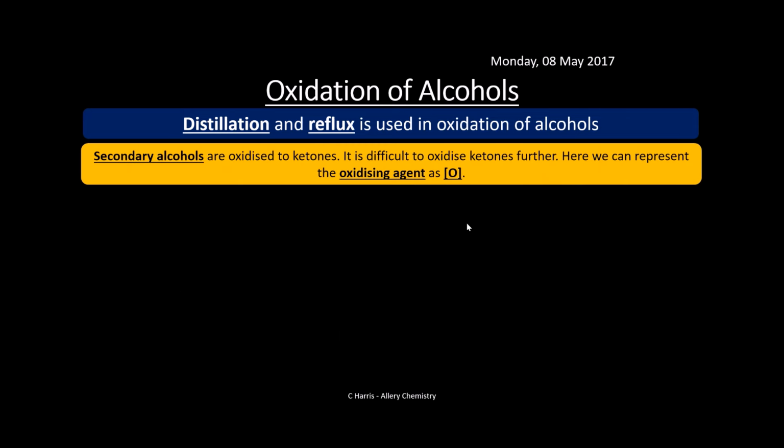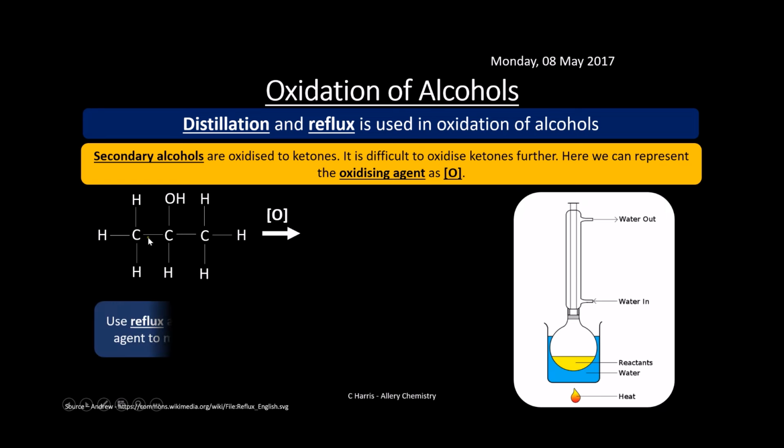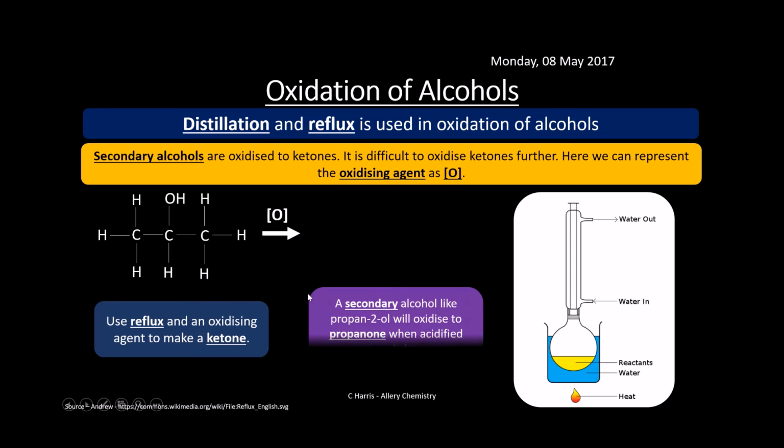Okay, secondary alcohols are oxidized to ketones, and it's difficult to oxidize ketones further, so basically we can just use a reflux setup, and we use an oxidizing agent. Again, we're going to use this letter O. So here it is here. So here's your secondary alcohol. We're going to use reflux and an oxidizing agent, and basically we're just going to make a ketone. So this is dead easy, really.